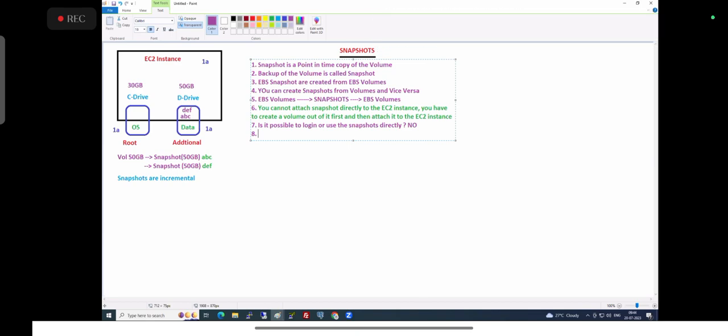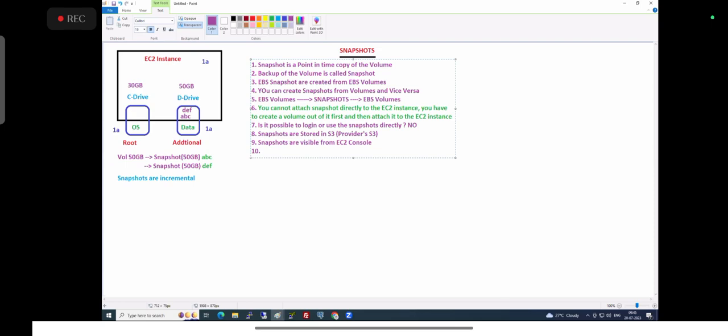So how do you want to restore it? Will you go to S3? No. You want to restore the snapshot, what you need to do? Create a volume out of it. That's it. Okay. I'll write: snapshots are stored in S3. Whose S3? Provider's S3. So snapshots are visible from the EC2 console. You don't need to go anywhere and get it.